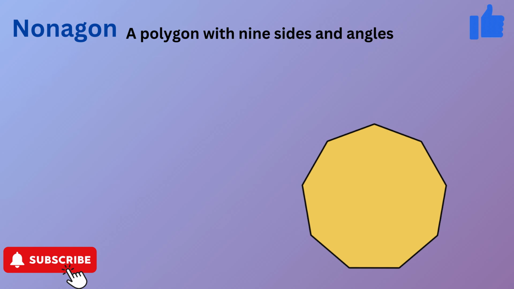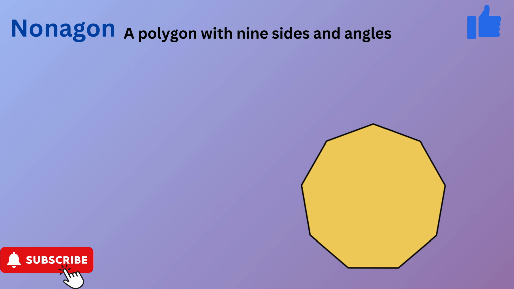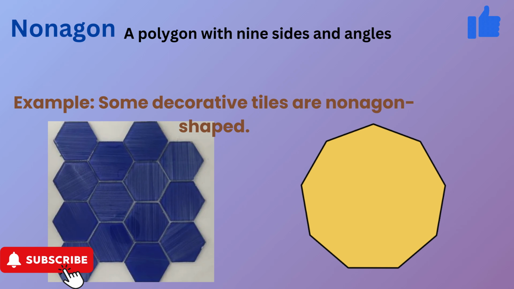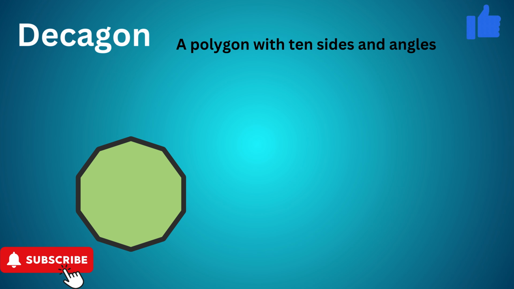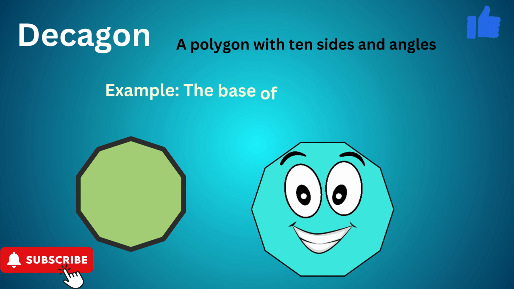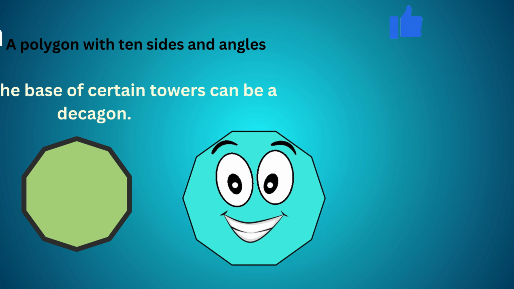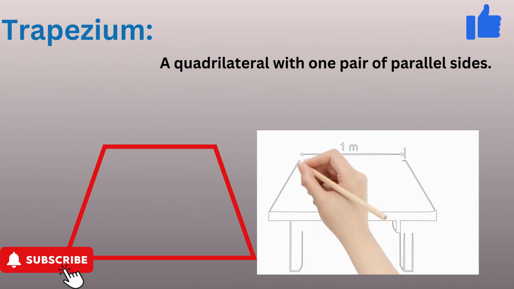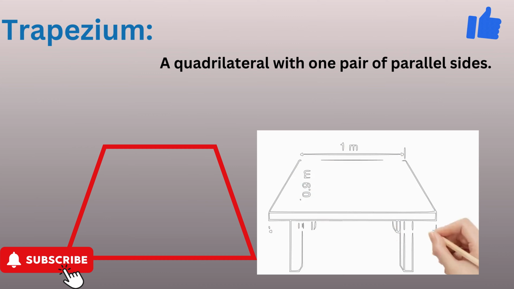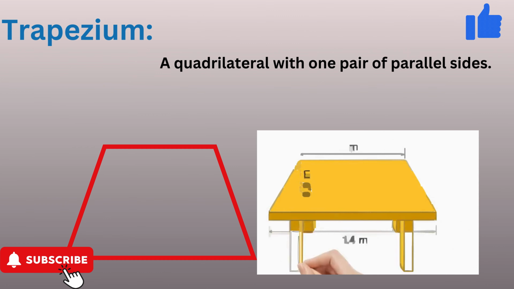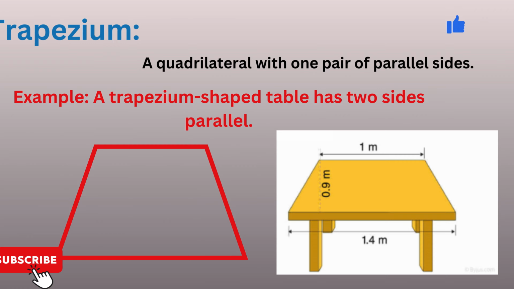7. Nonagon. A polygon with 9 sides and angles. Example. Some decorative tiles are nonagon shaped. 8. Decagon. A polygon with 10 sides and angles. Example. The base of certain towers can be a decagon. 9. Trapezium. A quadrilateral with 1 pair of parallel sides. Example. A trapezium-shaped table has 2 sides parallel.